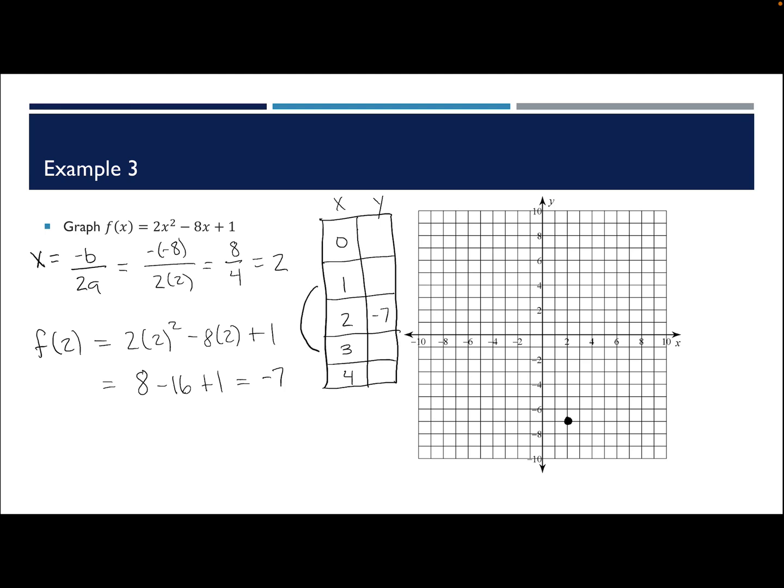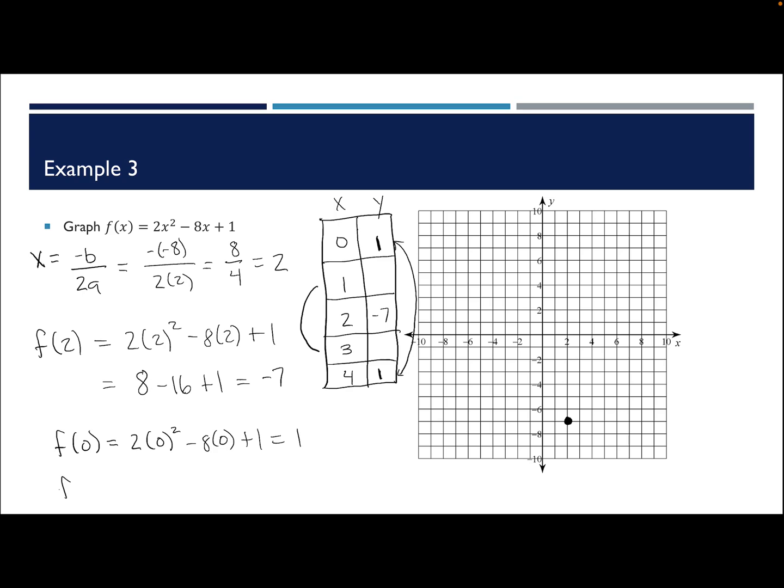And then remember, the 1 and 3 are going to be paired up, and the 0 and the 4 are going to be paired up. So we need to just find f of 1 and f of 0. So f of 0 is going to equal just 1, but we'll do the entire calculation. So 2 times 0 squared minus 8 times 0 plus 1, that equals 1. So we get 1, and we're going to get a 1 here.